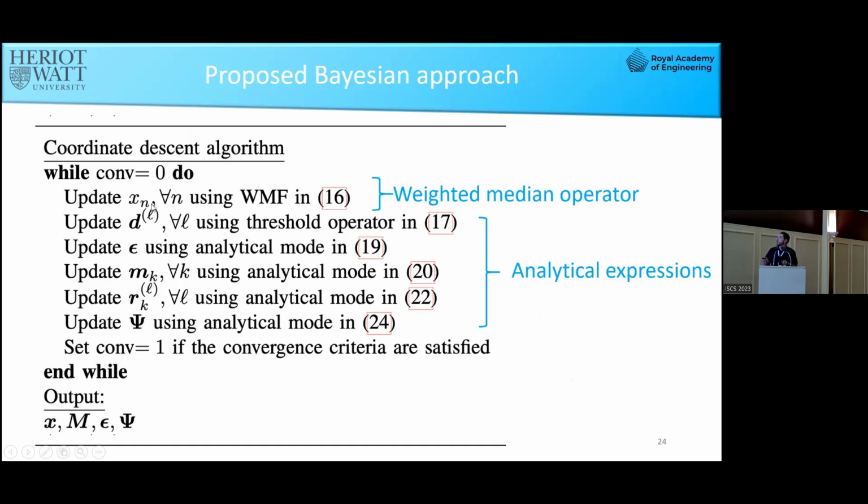So the good news here is that to update X, we end up having a weighted median operator, which can be efficiently computed. And all other steps are given analytically. So they can be computed quite rapidly. And this means that the overall algorithm will be quite efficient.